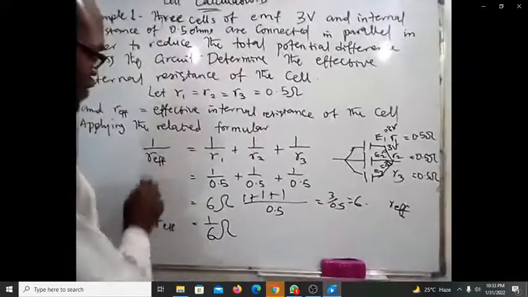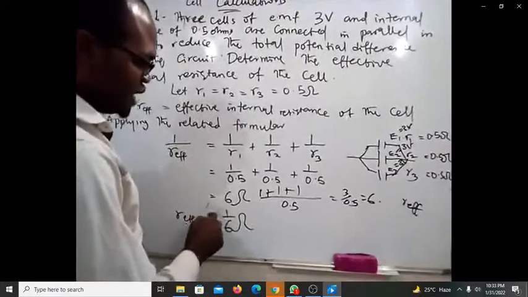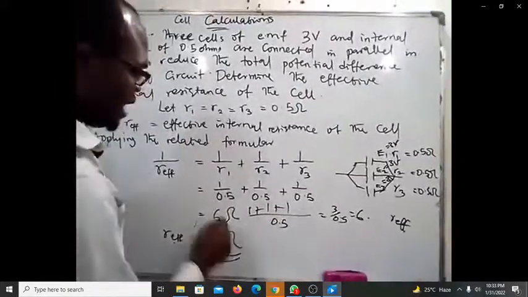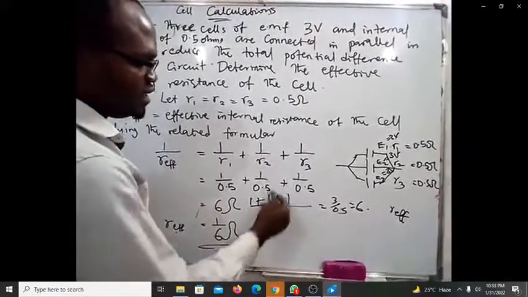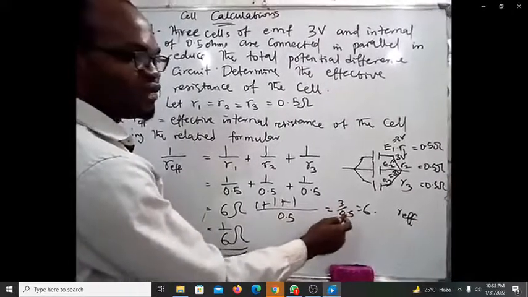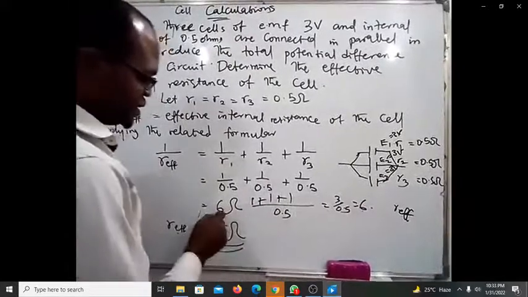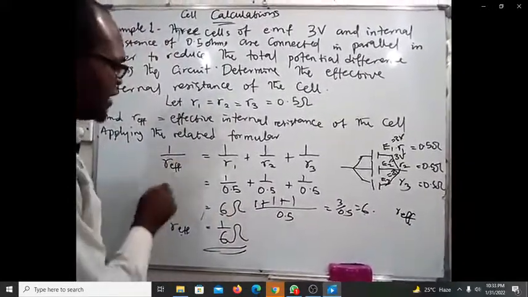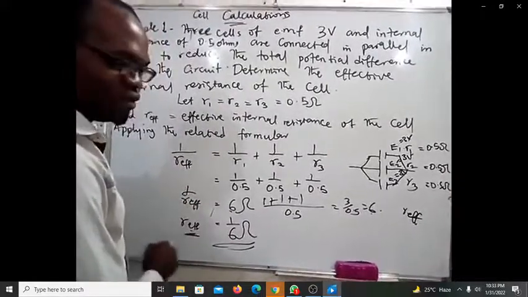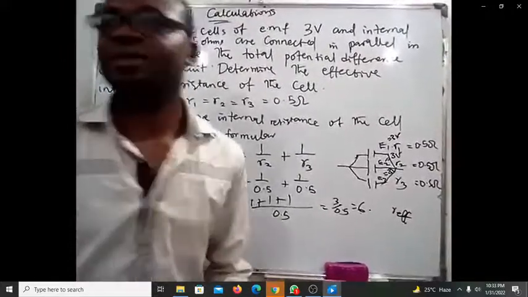But because this is 1 over R effective, you need to take the reciprocal. So R effective will now be equal to 1 over 6 ohms. That is the answer. So how we got it was by finding the LCM, which is 0.5. When you solve it out, you have 3 over 0.5. If you use your calculator and press 3 over 0.5, you get 6. So 1 over R effective is equal to 6, and R effective alone is 1 over 6 ohms. Is that clear? That's how we solved it.